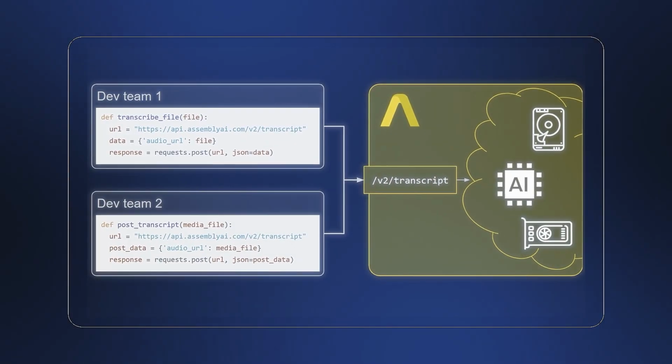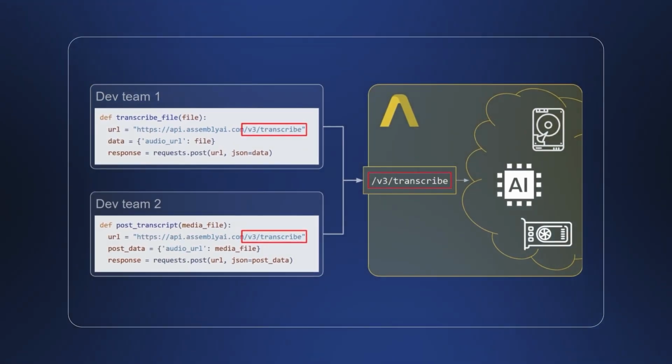We've spoken about how many service providers offer an API to interact with their services. Development teams that want to use these APIs will come up with their own ways to do this in their applications. Here we see an example of how two teams might each create a function to call Assembly AI's API to create a transcript. In the first case, we have this transcribe file function, and in the second case, we have this post transcript function.